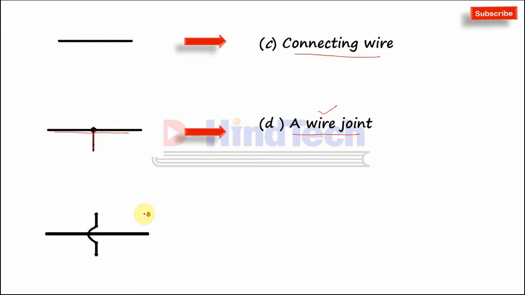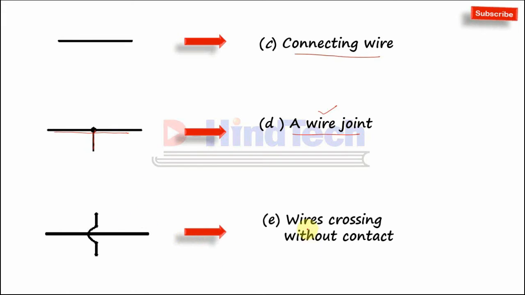The next is a symbol for wires crossing without contact. Here you can see this is a horizontal wire, that is the connecting wire.